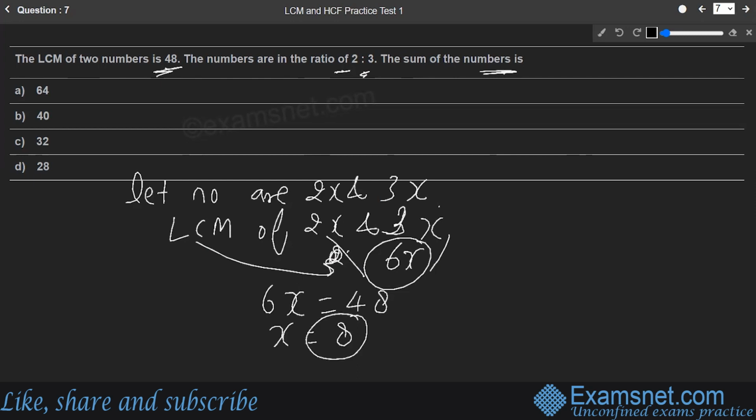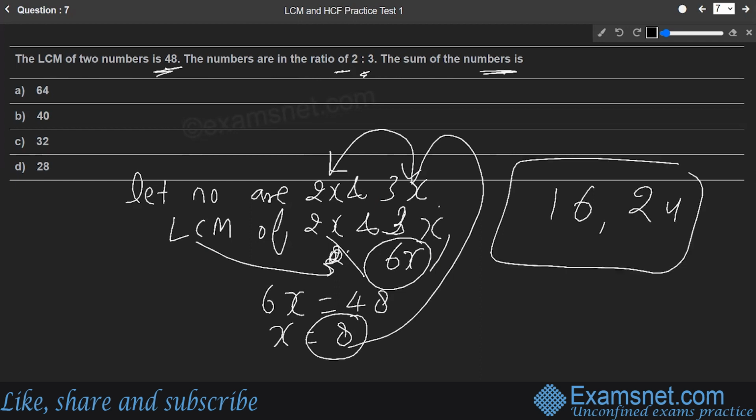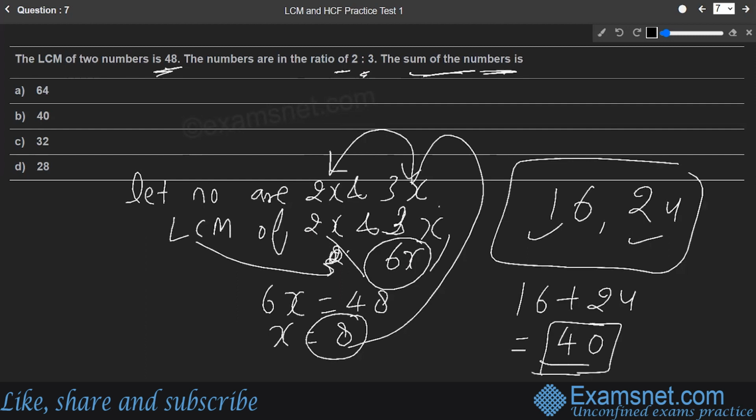Using this x value of 8, I can find both of my numbers, 2x and 3x. The first number is 2 into 8, that is 16. Another number is 8 into 3, that is 24. So 16 and 24 are the actual numbers whose LCM was 48. He has asked for the sum of the numbers, so let us just add. 16 plus 24 gives 40. So that is the right answer, 40, available in option number B.